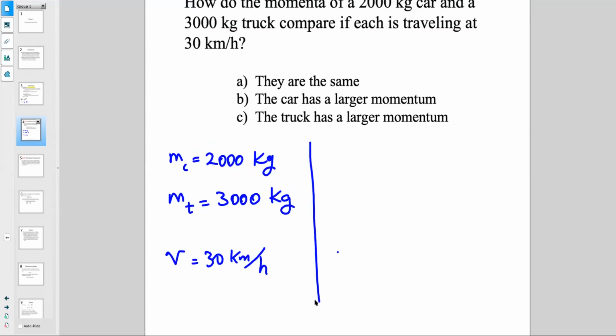If you remember, the momentum P was m times v, and it's a vector because v is a vector. The v for these two objects is the same, 30 kilometers per hour. Whichever one has a bigger mass will have a higher momentum. So the truck, with 3,000 kilograms, would have a larger momentum. That's the answer to that question.